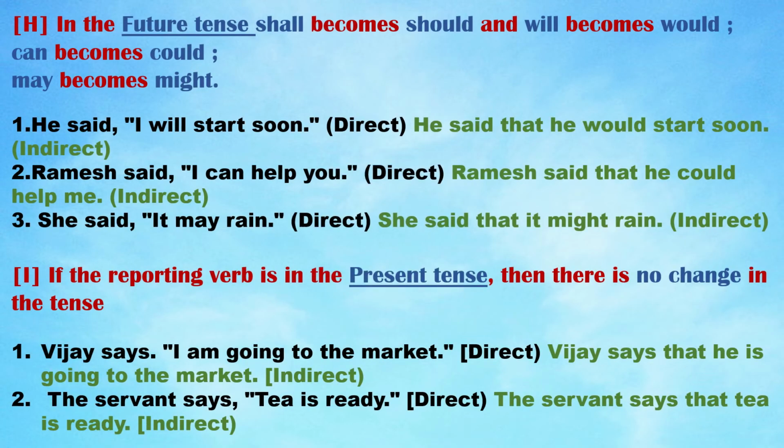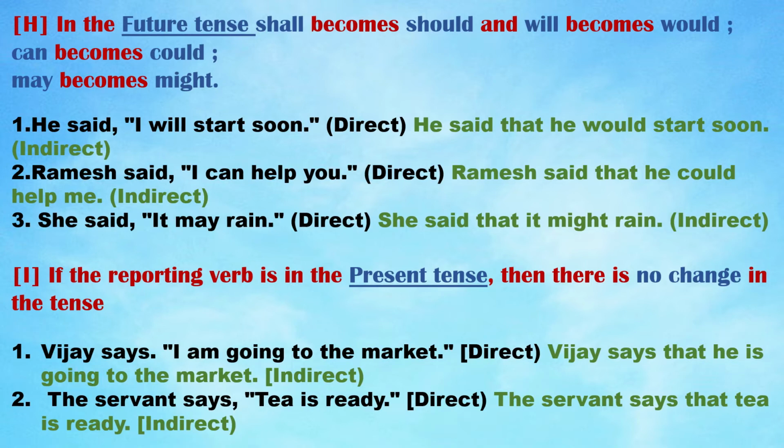Next rule, in the future tense, shall becomes should, will becomes would, can becomes could, may becomes might. Let us see the examples. He said, "I will start soon," is a direct speech. He said that he would start soon is an indirect speech. Will becomes would.